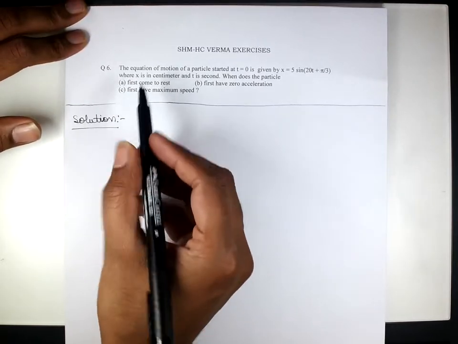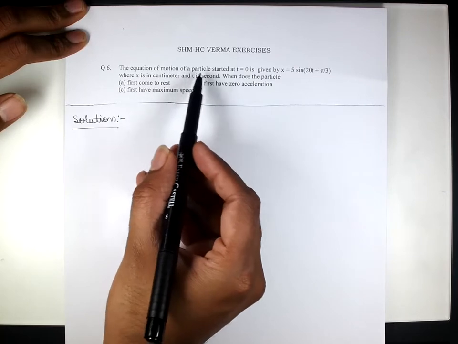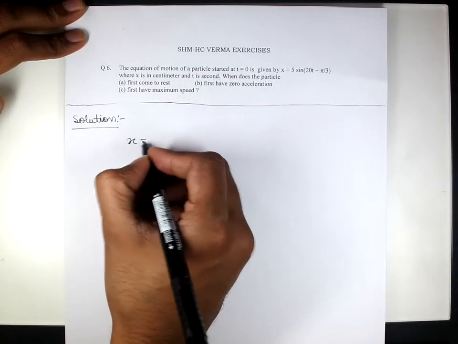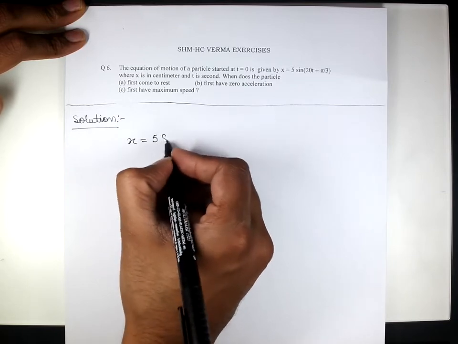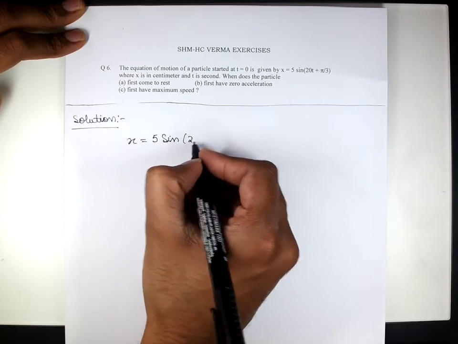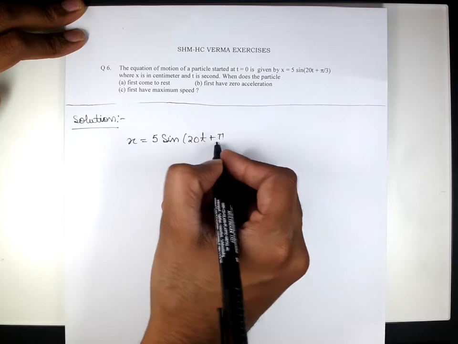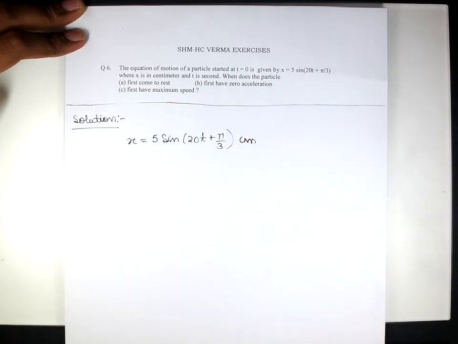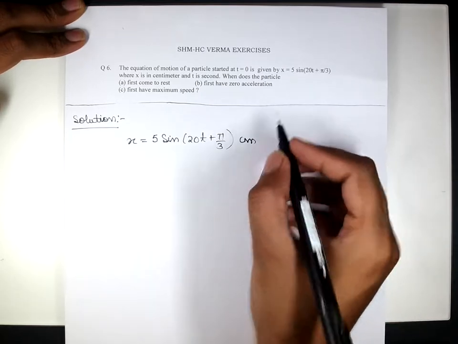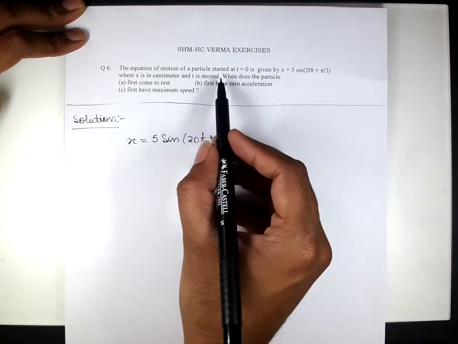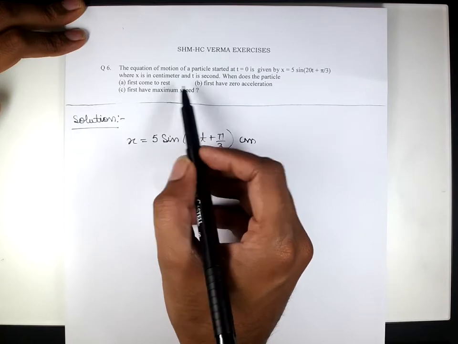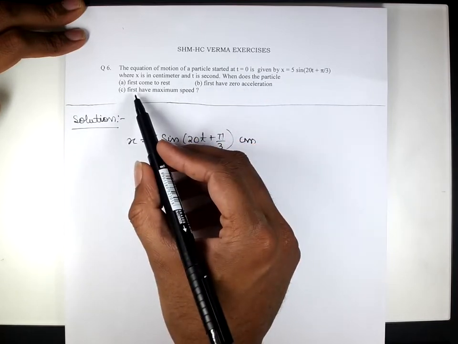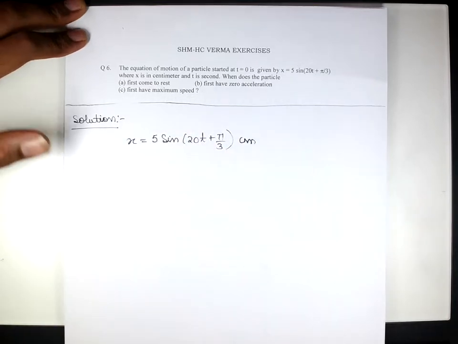Let's start this case. The equation of motion of a particle started at t equal to 0 is given by x equals 5 sine(20t plus pi by 3), where x is in centimeter and t is in second. When does the particle first come to rest? The second part is, when does it first have 0 acceleration, and the third part is, when does it first have maximum speed.